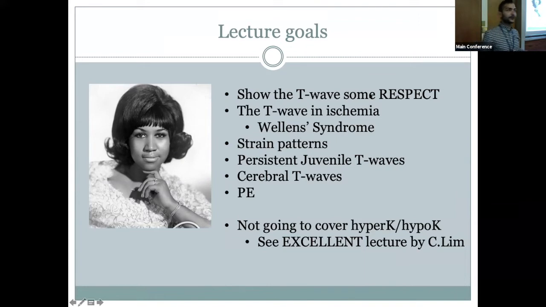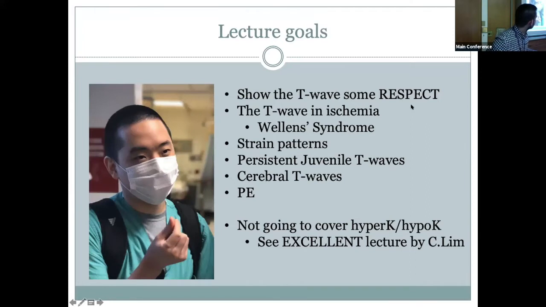Specifically, we're going to cover Wellens Syndrome. We're going to talk about strain patterns, persistent juvenile T waves. We're also going to talk about cerebral T waves, PE. I'm specifically not going to cover hyper or hypo-K. We had a really good EKG talk maybe 2 months back by Chris Lim, so C lecture by C Lim. That's him. I think he's asking for money.